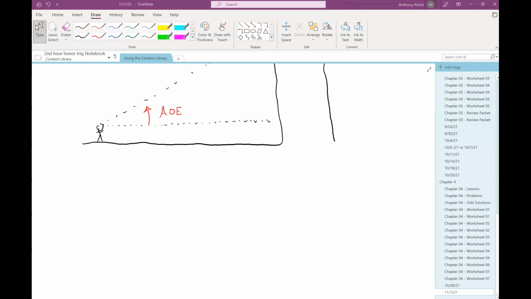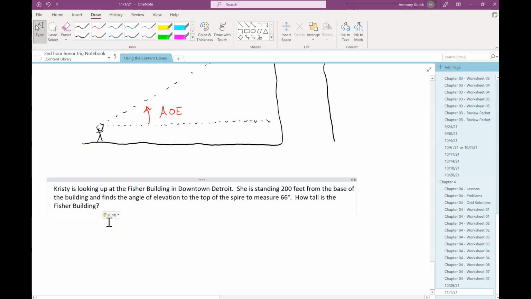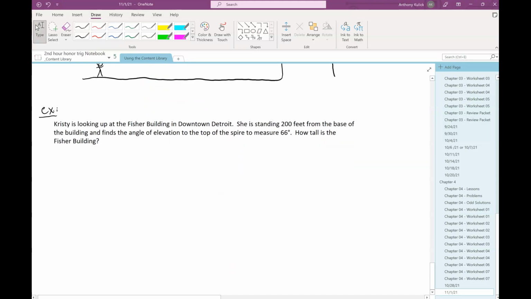Let's run through a couple of examples and we're going to finish up this section here right quick. So Christy is looking up at the Fisher Building in downtown Detroit. She is standing 200 feet from the base of the building and finds the angle of elevation to the top of the spire to measure 66 degrees. How tall is the Fisher Building?